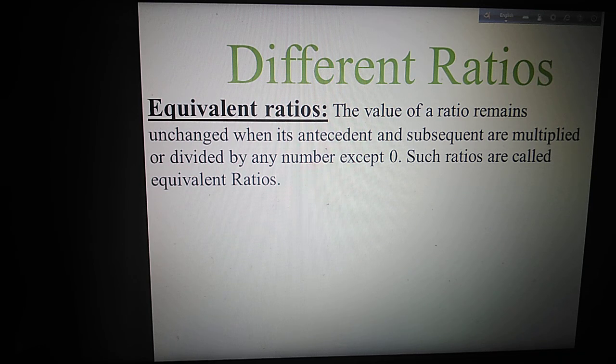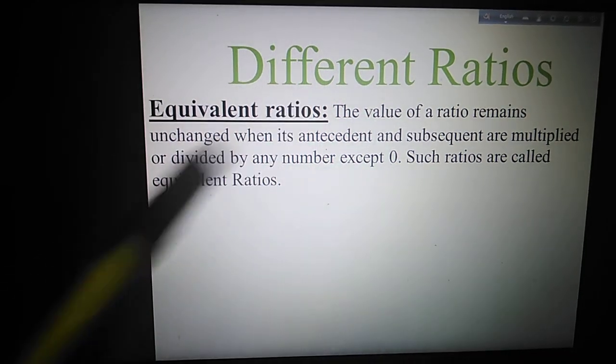Actually, from class 4 you are learning about equivalent fractions. There is no difference if we think very cautiously. There is no difference between fractions and ratios. Actually, we are expressing the same thing in two ways. So whatever the concept of equivalent fractions, it is the concept of equivalent ratios.